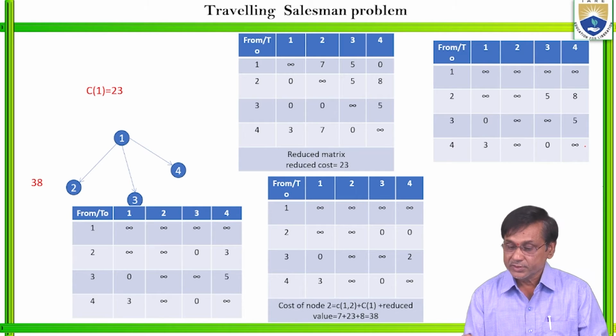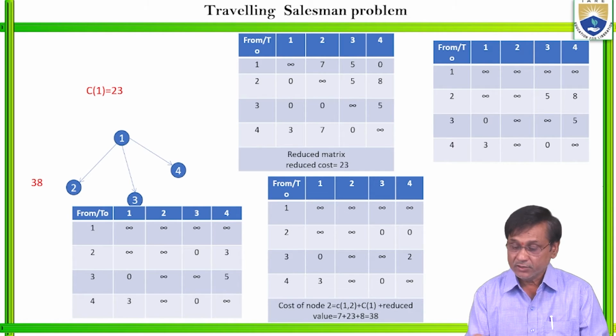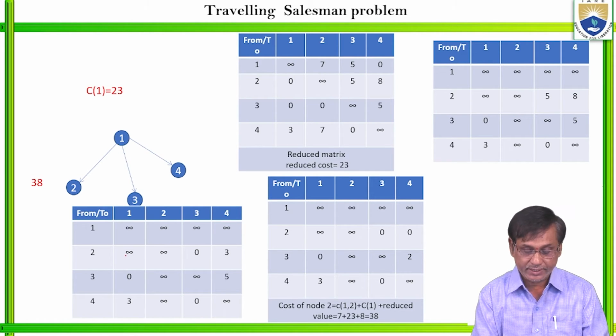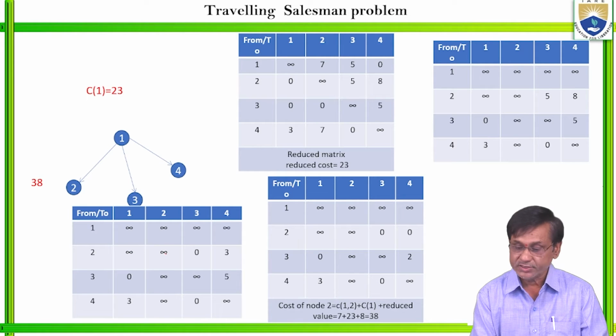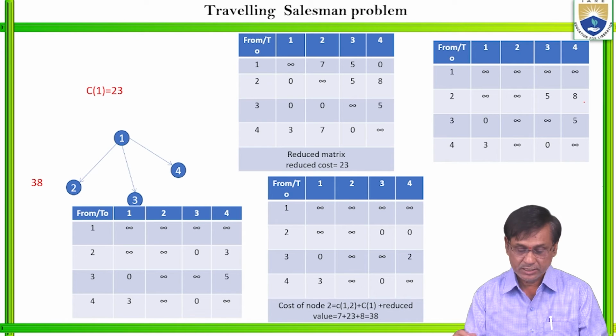When 5 is subtracted, we get infinity, infinity, 5 minus 5 is 0, 8 minus 5 is 3. The third row will be as it is: 0, infinity, infinity, 5. And then 3, infinity, 0, infinity.